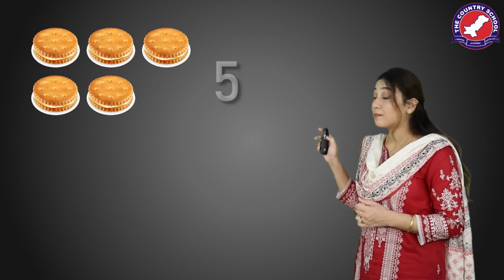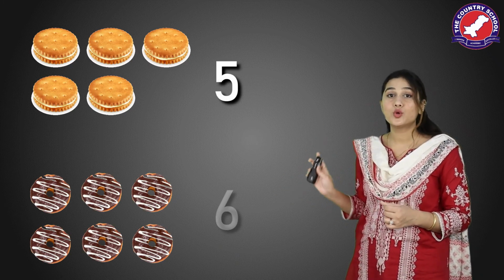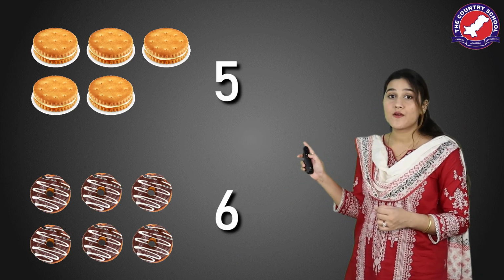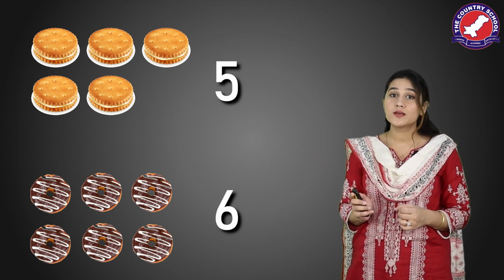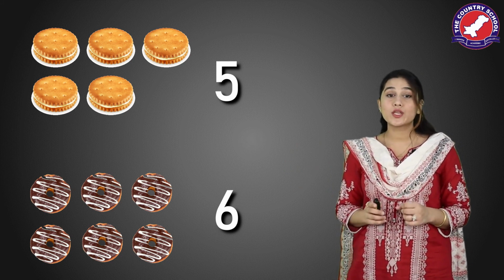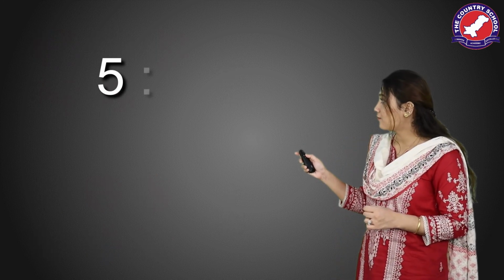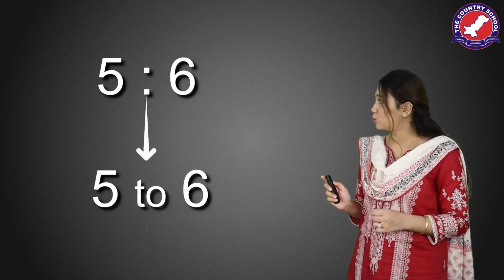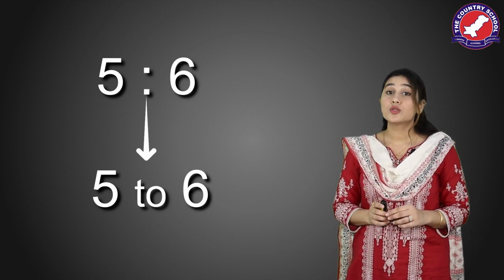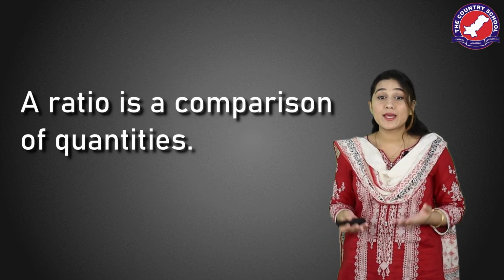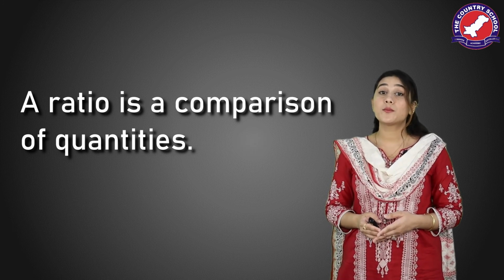Now, we will see the ratio of number of biscuits to number of donuts. How many biscuits? 5. And how many donuts? 6. So, now the ratio is 5 ratio 6 or 5 to 6. So, now do you understand what is ratio? Ratio is the comparison of quantities. When we compare quantities, they can be 2 or more. That is called ratio.